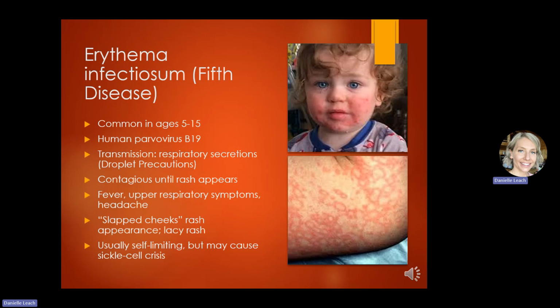It's transmitted by respiratory secretions. So if a child was admitted with this, they would be on droplet precautions. The child is considered contagious until this lacy red rash appears. Other symptoms are things like fever, upper respiratory symptoms, and headache. The other hallmark of this disease is a slapped cheeks rash appearance. So their cheeks are usually bright red, and then they have this lacy rash on other areas of the body.